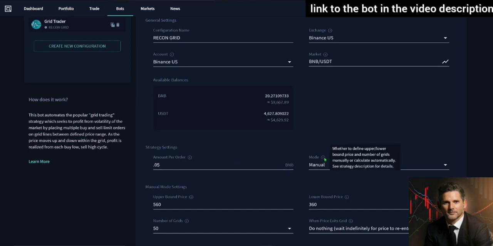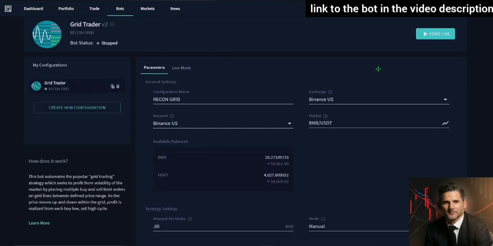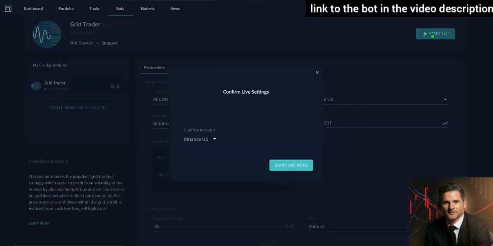The mode I selected was manual, so I could fill in the upper and lower bands. And then the number of grids I selected is 50, and I will have the bot do nothing if the price action exits the grid. Alright, so now it's time to deploy the bot to live fire. So we come over and click start live.